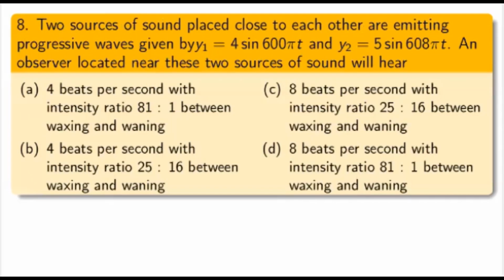Next question. Two sources of sound placed close to each other are emitting progressive waves given by y1 equals 4 sine 600 pi t and y2 equals 5 sine 608 pi t. An observer located near these two sources of sound will hear. All the options are referring to beats heard by the person and also intensity of waxing and waning. That means maximum intensity and minimum intensity ratio we have to calculate.